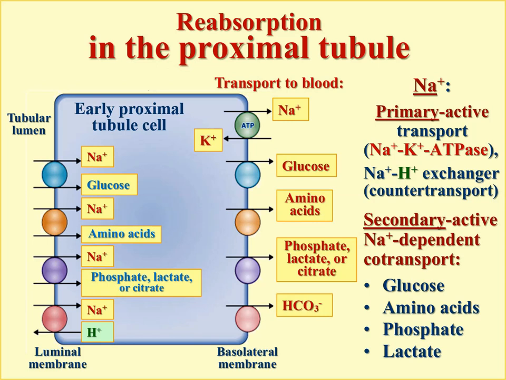So among these listed substances, the only one transported by primary active transport is sodium. While glucose, amino acids, phosphate, and lactate use secondary active sodium-dependent co-transport. Co-transport, because the direction of transportation of the substances is the same, into the cell. So there are numerous protein carriers used in both luminal and basolateral membranes of the cell, on both sides.